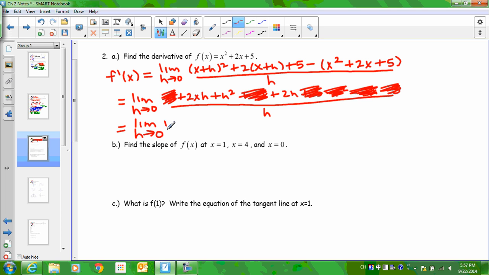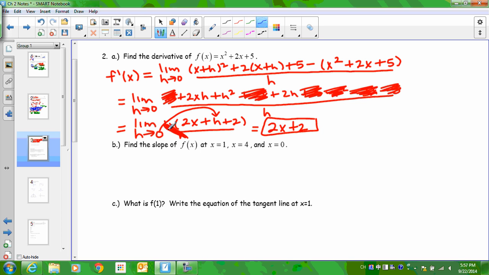So notice how it's like the same thing keeps happening. 2x plus h plus 2. I factored out an h from each of those terms. So now I have h over h canceling. And you go again. You plug 0 in for h, so 2x plus 0, I don't need to write that, plus 2. There you go.